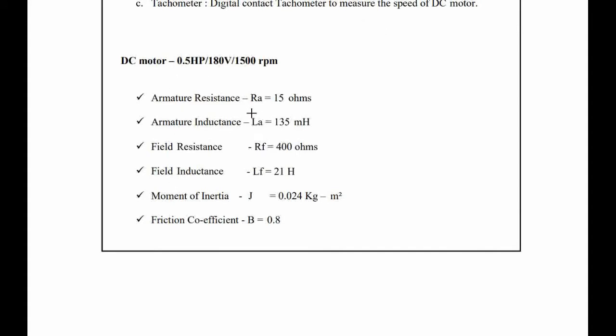The armature resistance is given as RA equal to 15 ohm. Armature inductance is 135 millihenry. The field resistance RF is 400 ohms. Field inductance is 21 henry. Moment of inertia is given as 0.024 kilogram meter square. The friction coefficient, that is B, is 0.8.